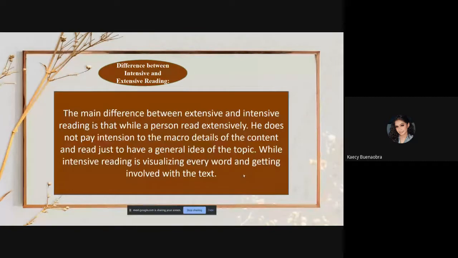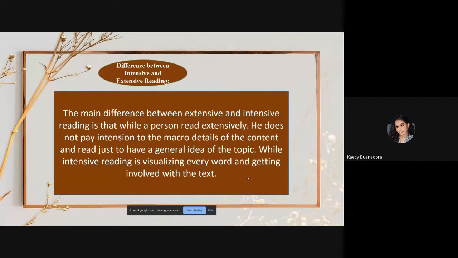So the main difference between extensive and intensive reading is that while a person reads extensively, he does not pay attention to the macro details of the content and reads just to have a general idea of the topic. While intensive reading is visualizing every word and getting involved with the text. Another difference: intensive reading is the quality of reading, while extensive reading is the quantity of reading. So do you copy, class? Are we clear? Okay, good.